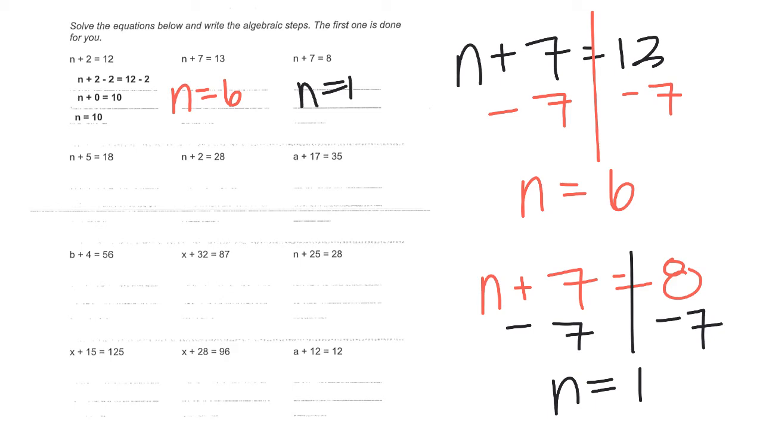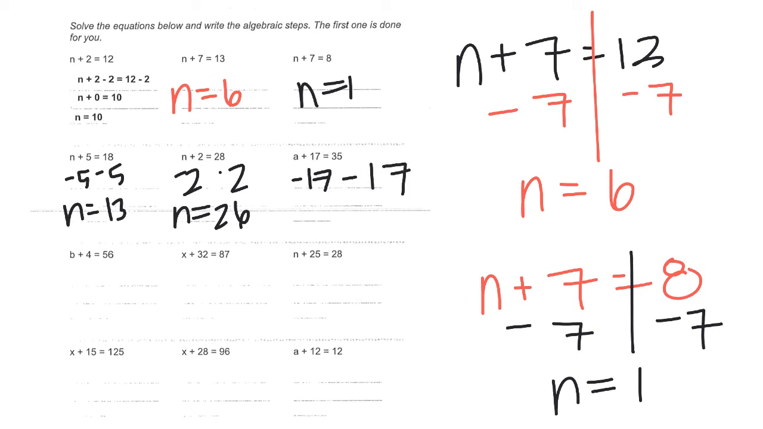So again, I want you to pause. I want you to choose a few of these to do on your own, and then unpause and check your answers with what I get here. So I'm going to subtract 5, n equals 13, subtract 2, n equals 26, subtract 17.